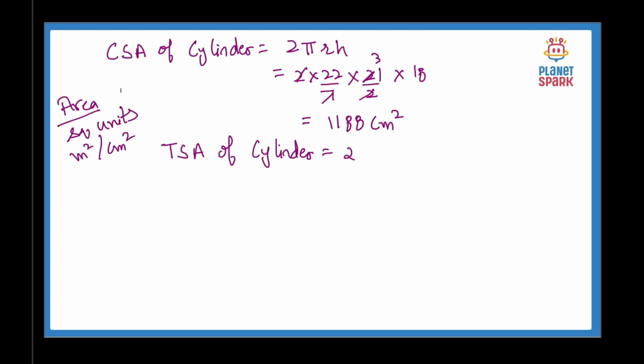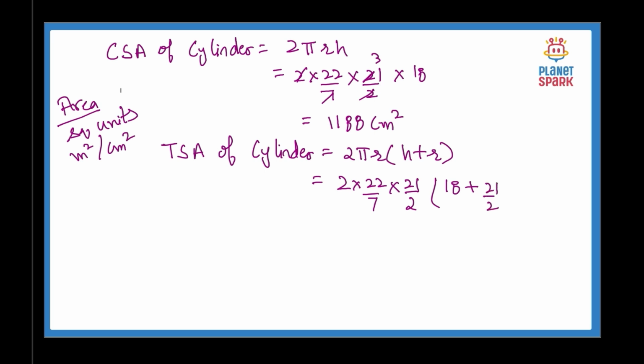TSA of cylinder, the formula is 2 pi r bracket h plus r. In place of pi, we will write 22 upon 7. R is 21 upon 2. Bracket h plus r. So, in bracket h is 18 and r is 21 upon 2.